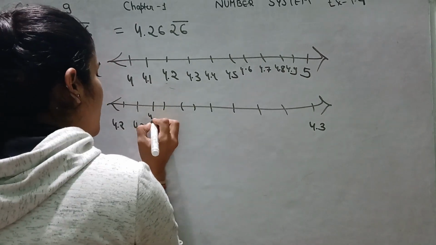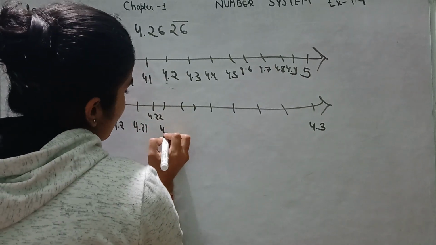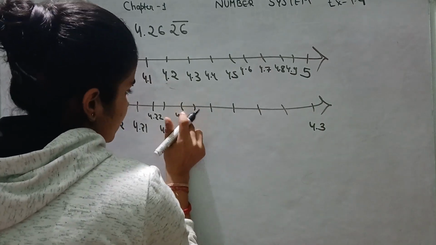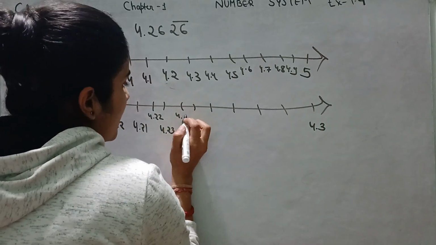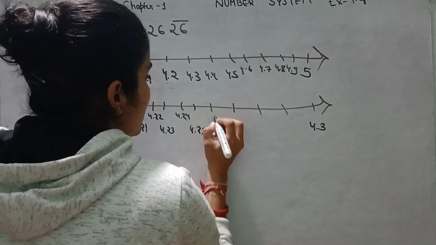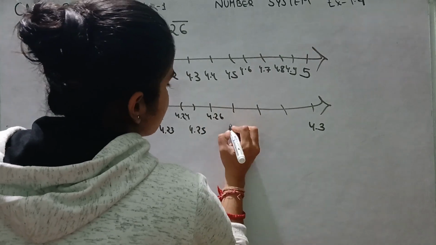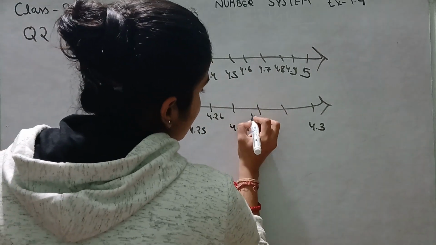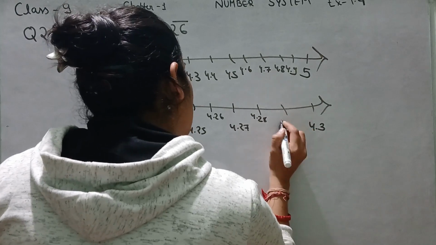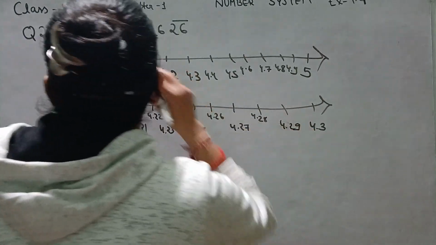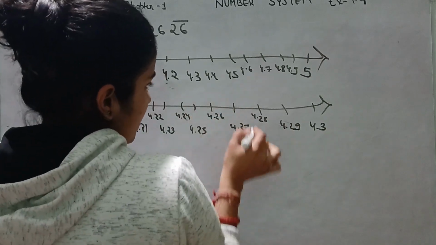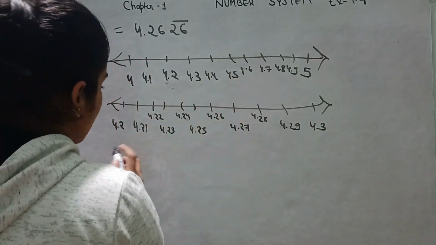4.21, 4.22, 4.23, 4.4, sorry, 4.24, 4.25, 4.26, 4.27, 4.28, 4.29. What is 4.26? Like this one, okay? These two numbers. We need to magnify these two numbers, right?